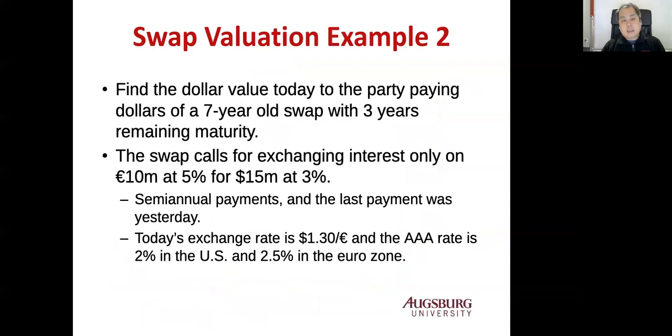What about another example? Find the dollar value today to the party paying dollars of a 7-year swap with 3 years remaining maturity. Now we have 3-year remaining maturity, okay? The swap calls for exchange of interest only on 10 million euro at 5% and $50 million at 3%. Semi-annual payments, so every 6 months he pays, and the last payment was yesterday, so basically it starts from today. Today's exchange rate is $1.3 per euro, and the AAA grade bond rate is 2% in the US, 2.5% in the Eurozone.